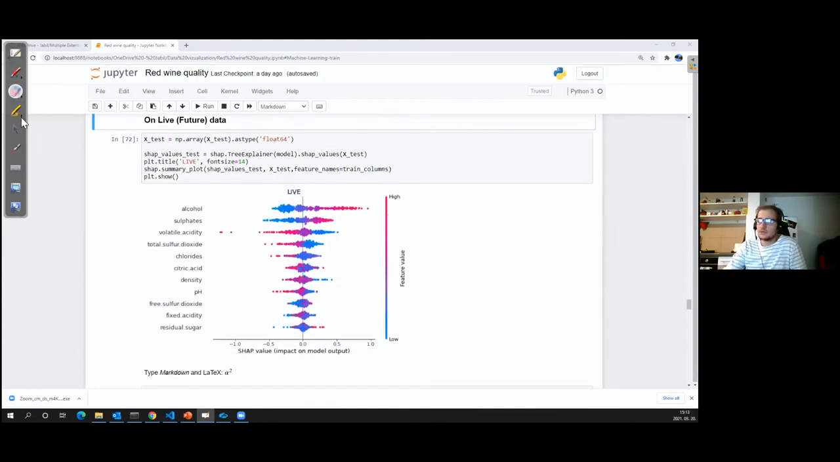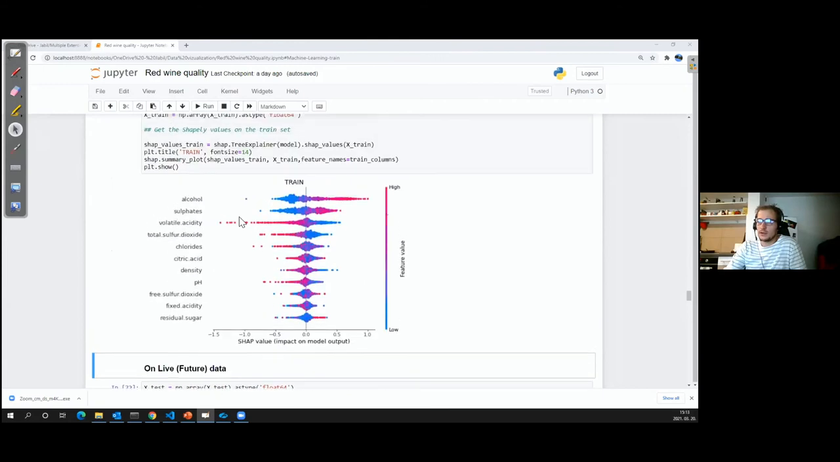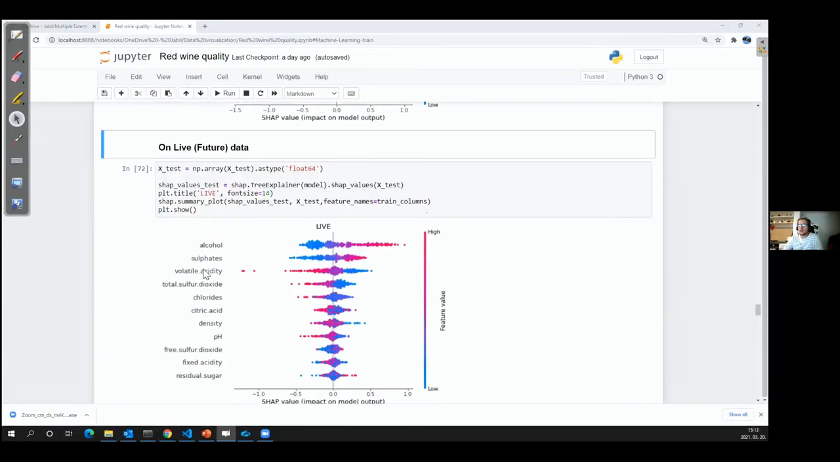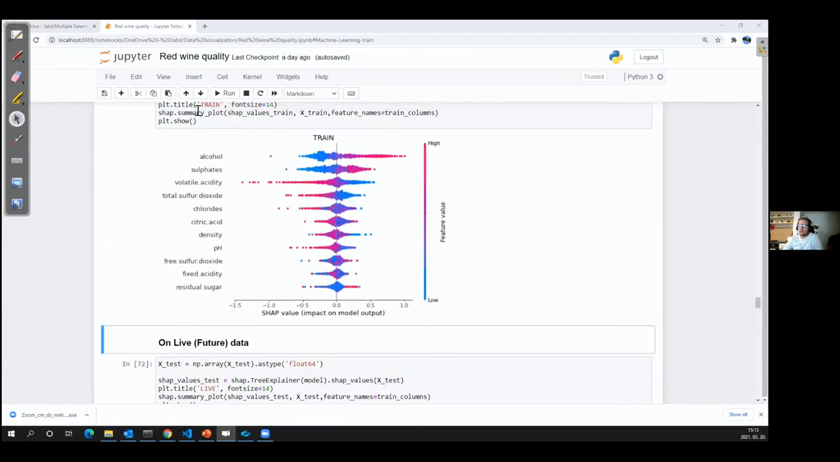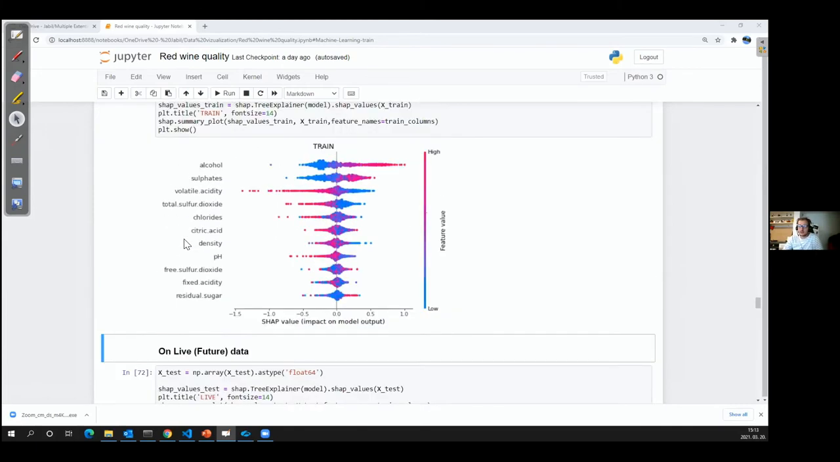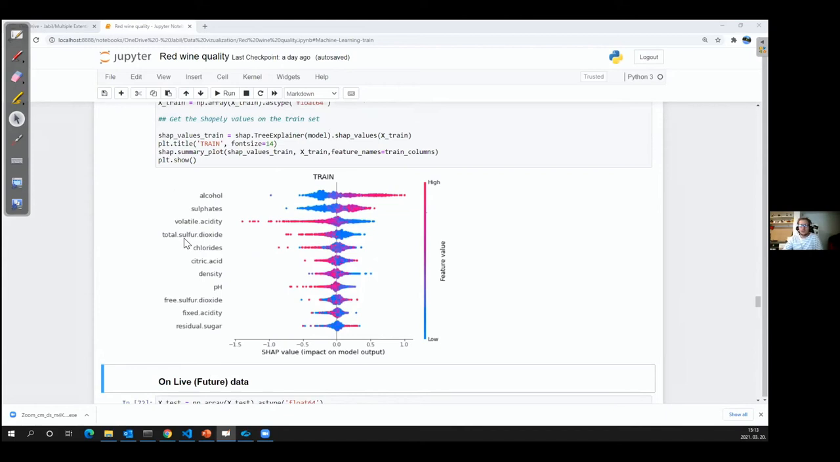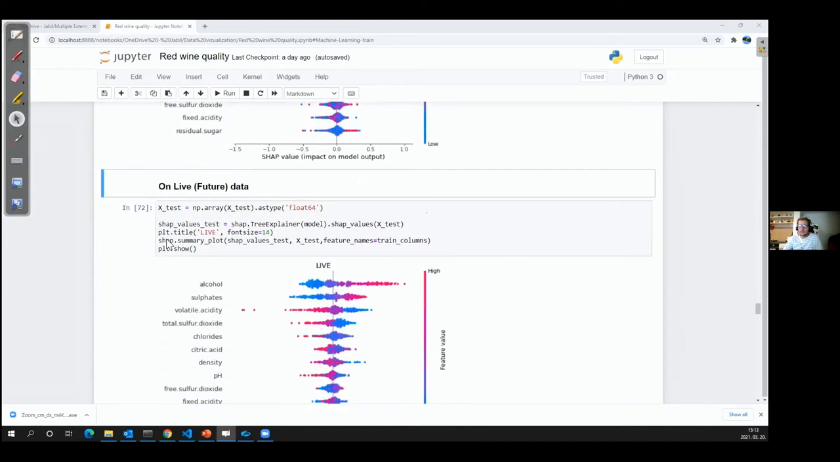So this was visualized on the already trained data set: why the training decision happened and what kind of indicators influenced our model's decision. Yes?